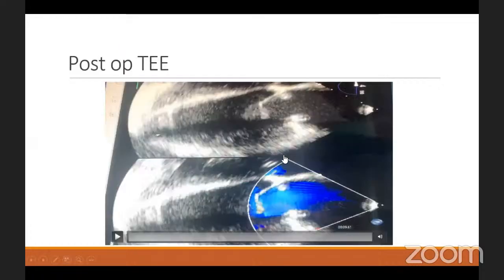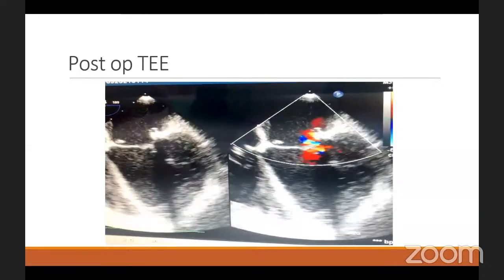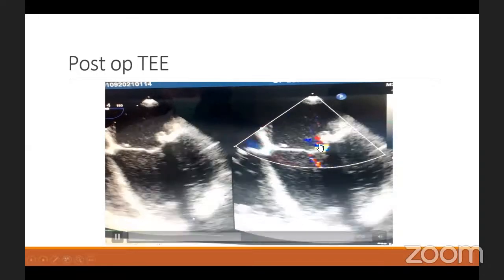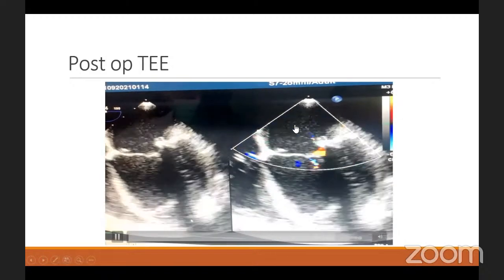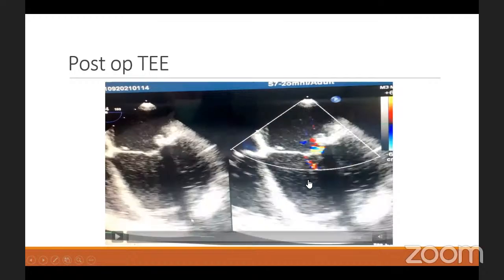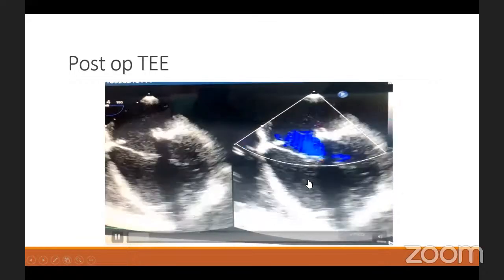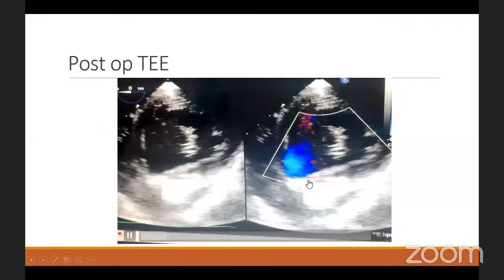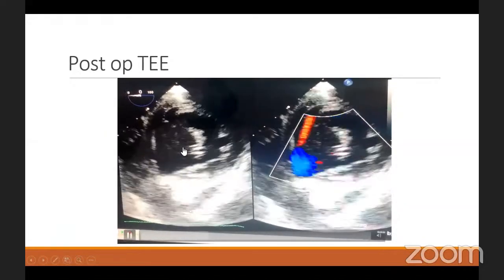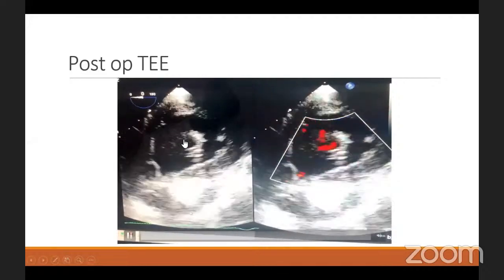So this is the post-op TEE for our case. We did a triangular resection without the valvuloplasty. As you can see here, the good coaptation line between the anterior and posterior leaflet, no more mitral regurgitation. This is the short axis view. This is the anterior and this is the posterior leaflet. You can see the good coaptation line between them.